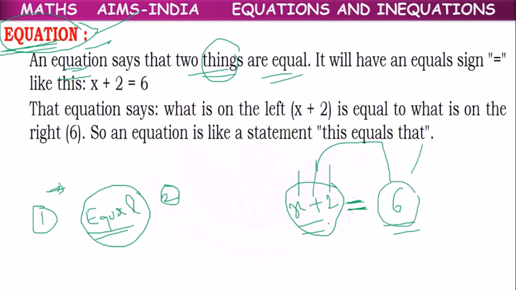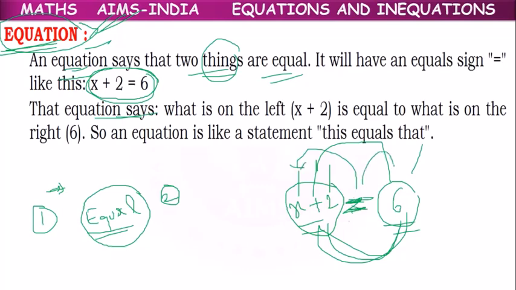When comparing mathematical sentences like these, we make use of the equality symbol, and this whole x plus 2 equal to 6 will be considered as an equation. This whole representation will be considered as an equation. So an equation has two parts: the left part of the equation and the right part of the equation.